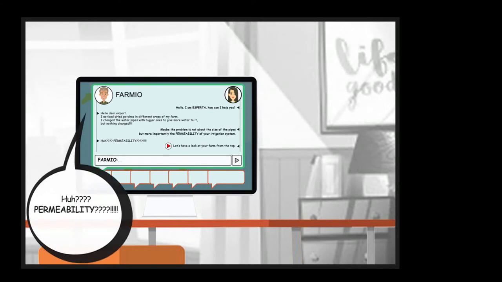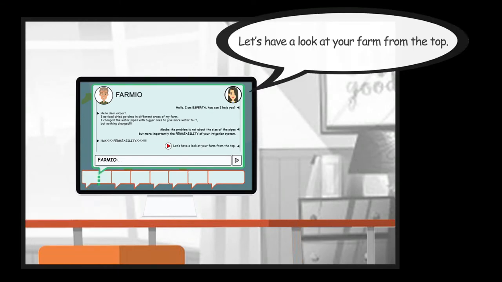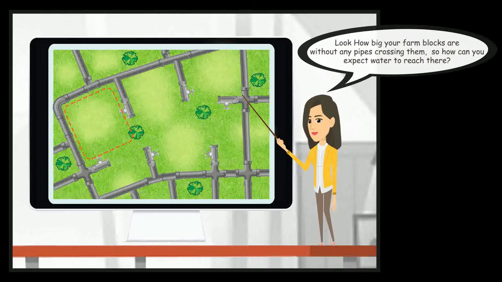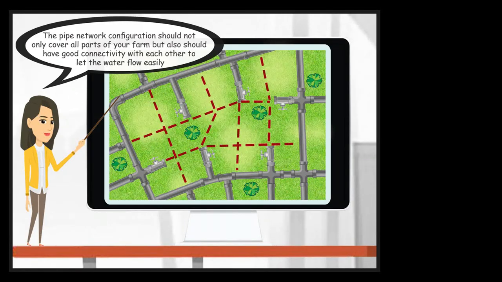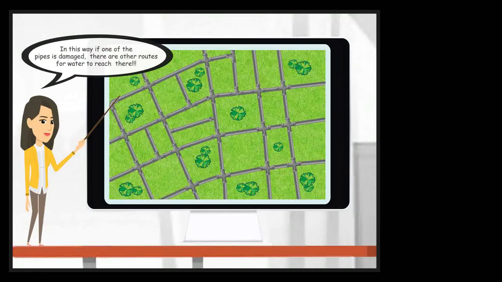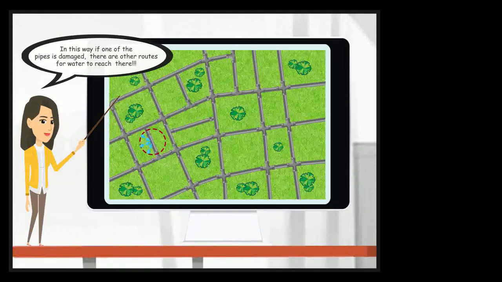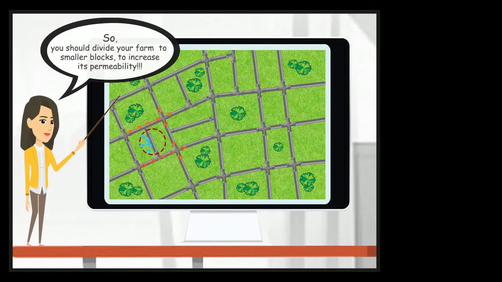Huh? Permeability? Let's have a look at your farm from the top. Look at how big your farm blocks are without any pipes crossing them. So, how can you expect water to reach there? The pipe network configuration should not only cover all parts of your farm, but also should have good connectivity with each other to let the water flow easily. In this way, if one of the pipes is damaged, there are other routes for water to reach there. So, you should divide your farm into smaller blocks to increase its permeability.